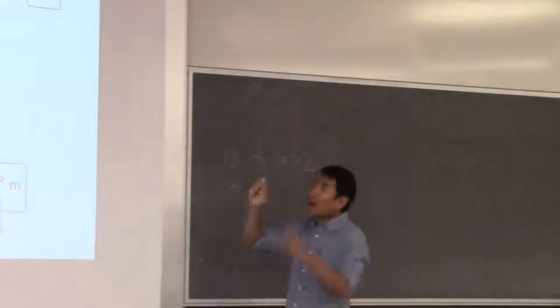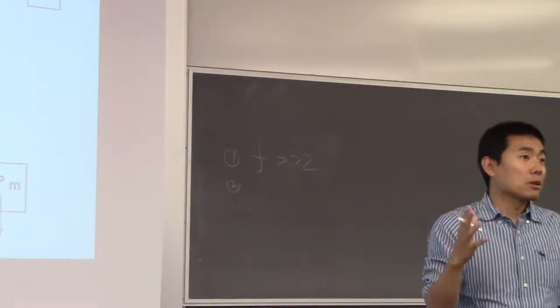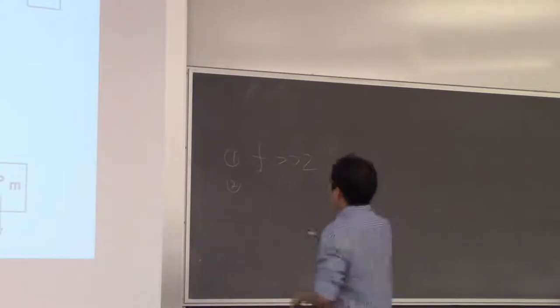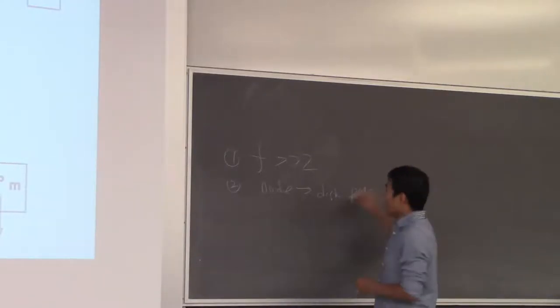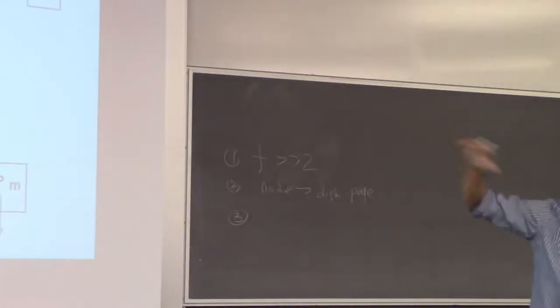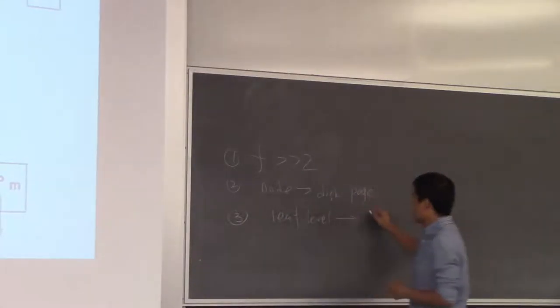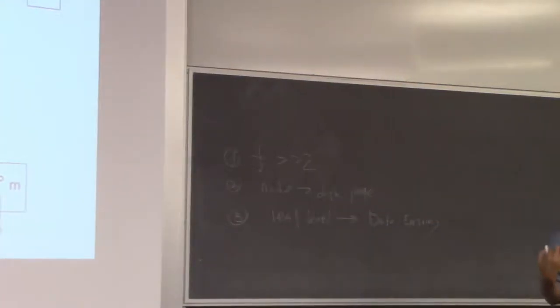The second difference is every single node in your B+ tree is a disk page. So every node corresponds to a page from your disk. And the third observation is the leaf level pages, the pages at the bottom of your tree structure, contain your data entries. So the leaf level essentially is your data entries. And that's it. That's the way you understand a B+ tree. Other than that, it's the same as your binary tree.